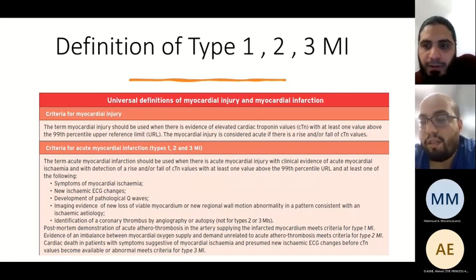Now, this is not the whole question. This is only part of the question. The second part of the question is which type, and the reason it's important is because there are different interventions that can really improve the prognosis.